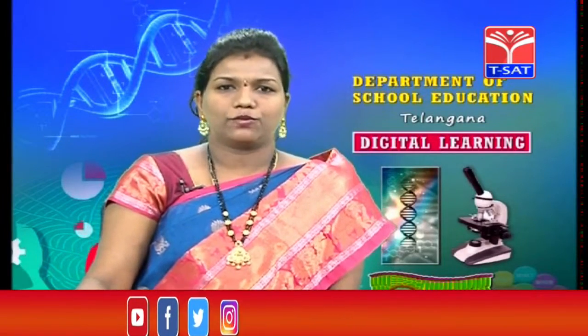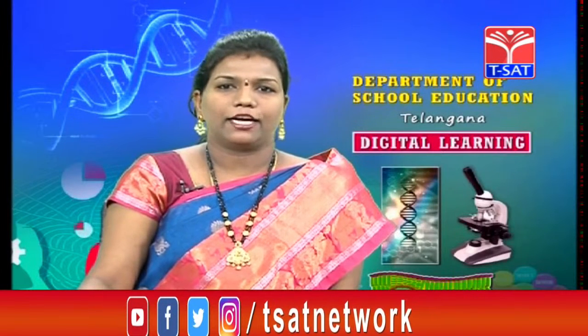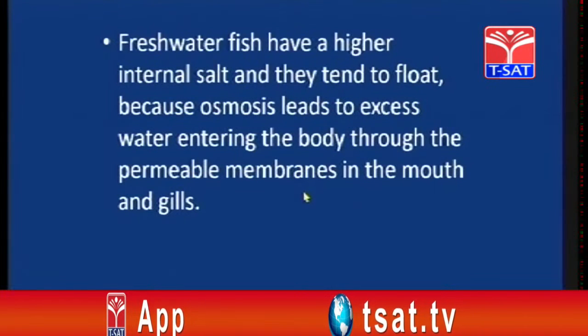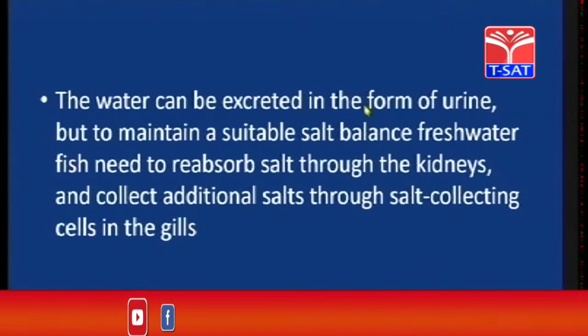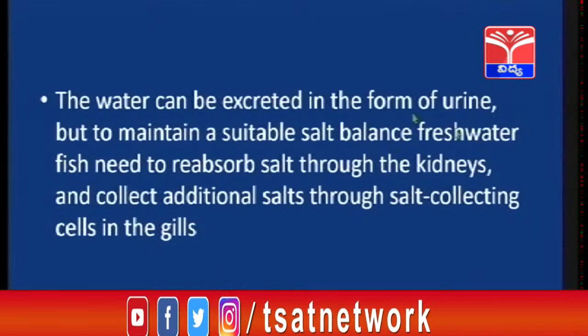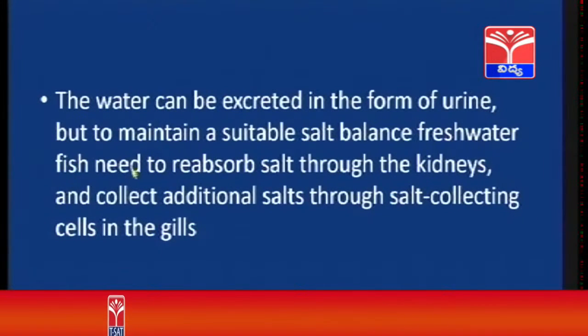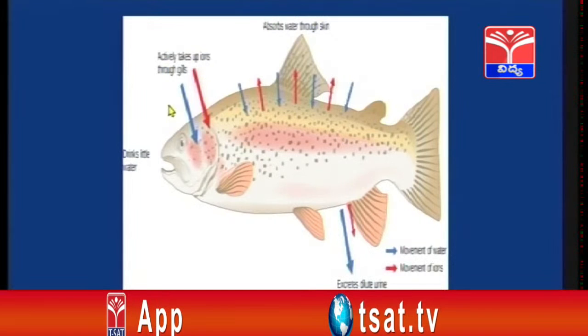Now, freshwater fish have higher internal salt concentration, and osmosis leads to excess water entering the body through the permeable membranes in the mouth and the gills. So, the water can be excreted in the form of urine, but to maintain a suitable salt balance, freshwater fish need to reabsorb salt through the kidneys and collect additional salts through the salt collecting cells in the gills. This is the picture you can see, children.